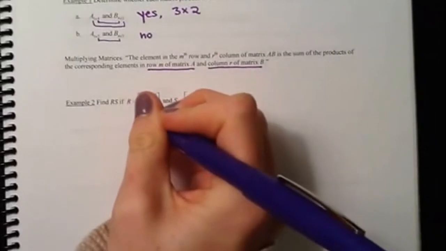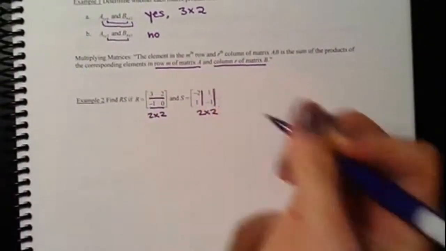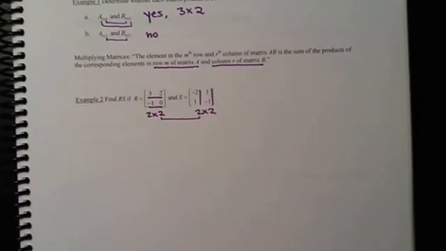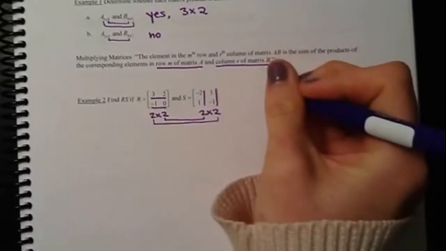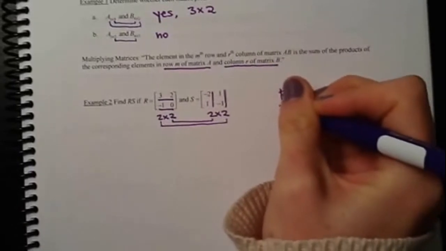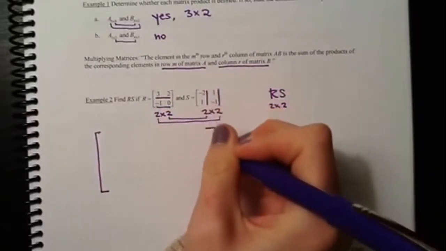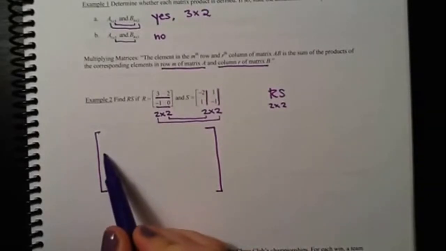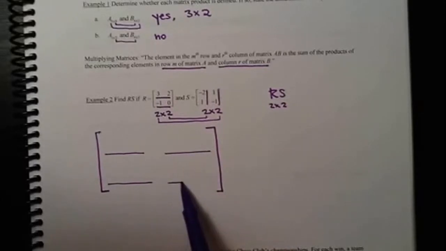All right, so here is how this is going to work. First of all, this is a 2 by 2 matrix, 2 rows, 2 columns. This is a 2 by 2 matrix, again, 2 rows, 2 columns. Since these numbers match up, I know I am allowed to multiply them together, and the new matrix is going to have these dimensions. So RS, the new matrix, we know is going to be a 2 by 2 matrix. So here's what we do. We're going to set up kind of an overly large matrix because we've got a lot of work to do in here. It's going to have 2 rows and 2 columns, so I'm going to have 4 elements total.